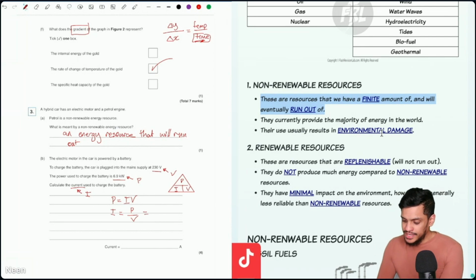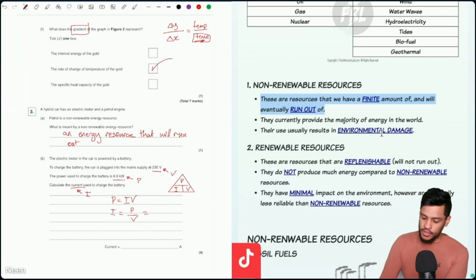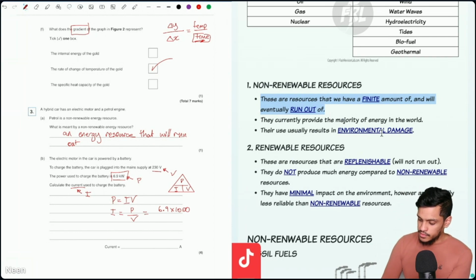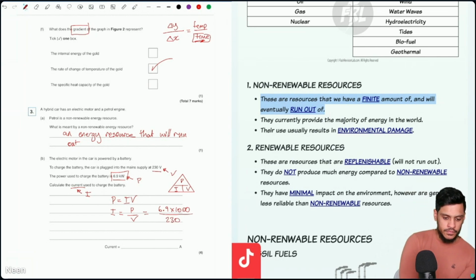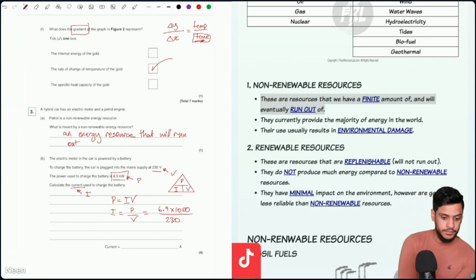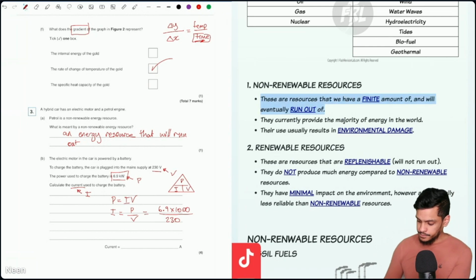P is 6.9 kilowatts. You need to convert that into watts. There's a conversion there. So 6.9, you need to times that by 1,000 to give you the answer in watts. Then you can divide it by the 230. Anyone got an answer yet? So that's going to be 6,900 divided by 230. You got 30. Yep, well done. 30 is the answer.